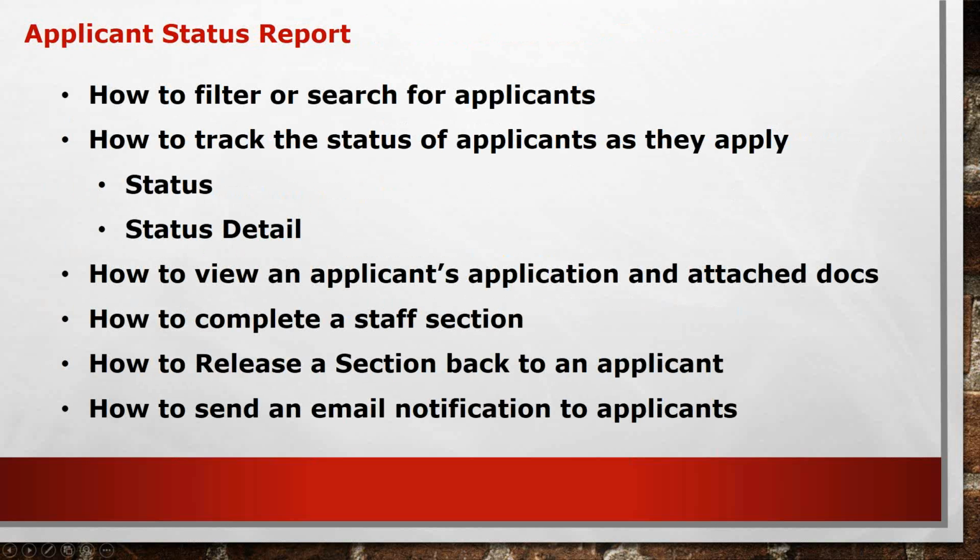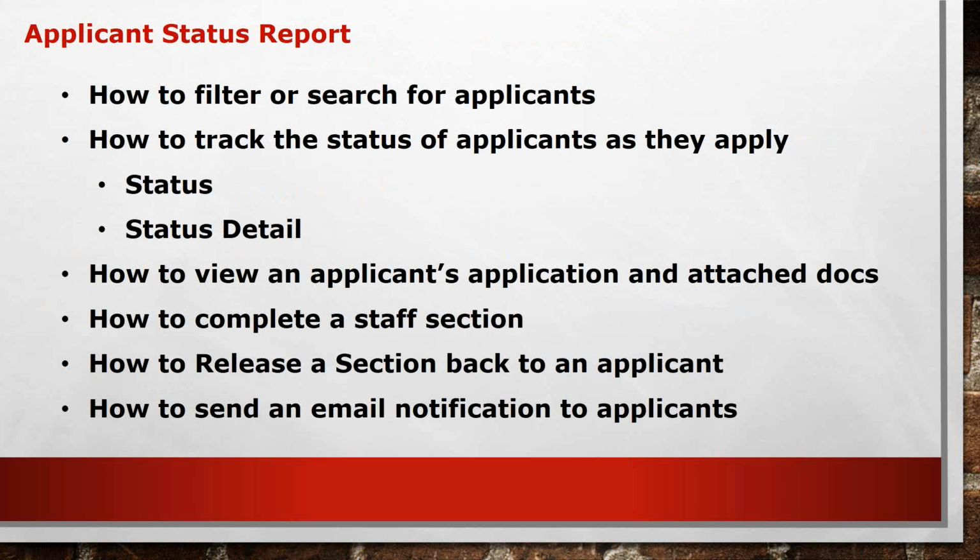And then also today we're going to be talking about the Applicant Status Report. Now the Applicant Status Report is your main area you'll be looking at, that main report that you'll look at when applicants are applying. So of course we're going to show you how to search for applicants, how to filter for applicants based on statuses, and then also how to track status of applicants. So, are they pending submission? Have they submitted their application? You'll be able to see how to do that today.